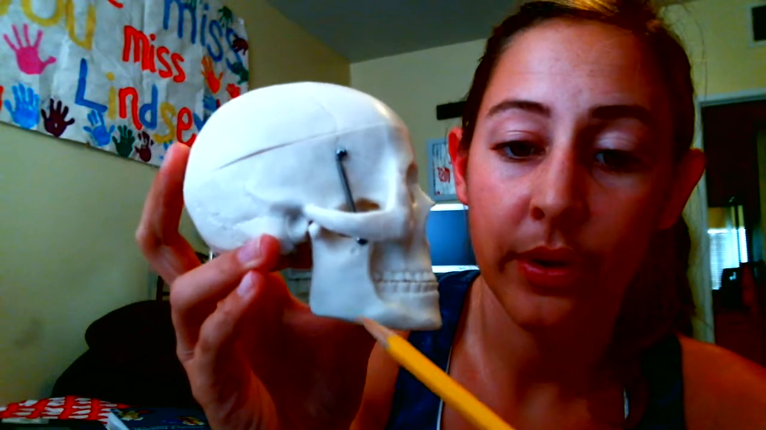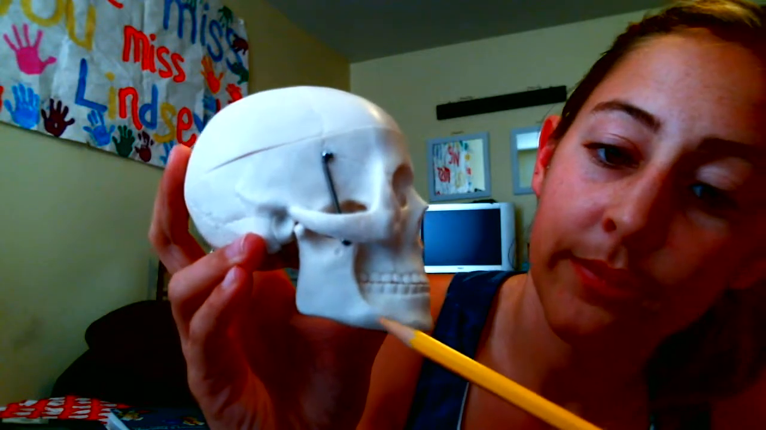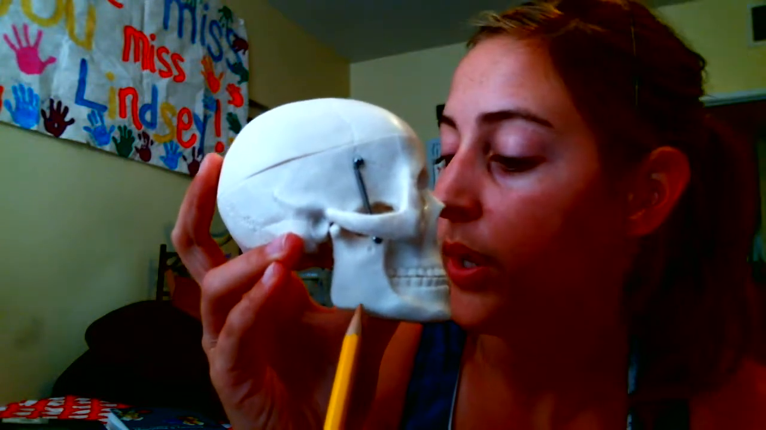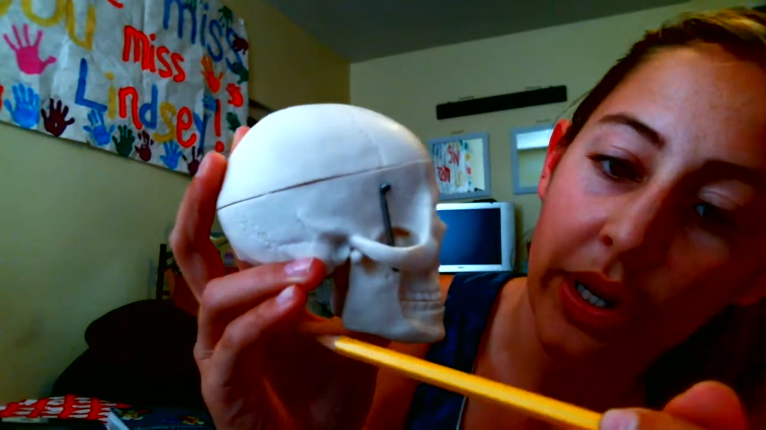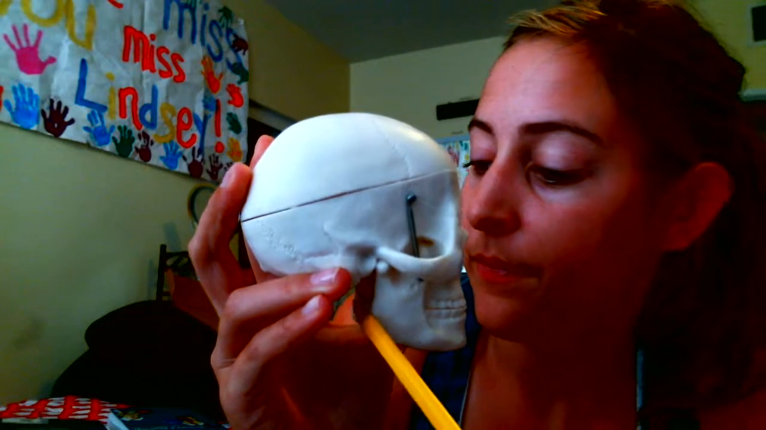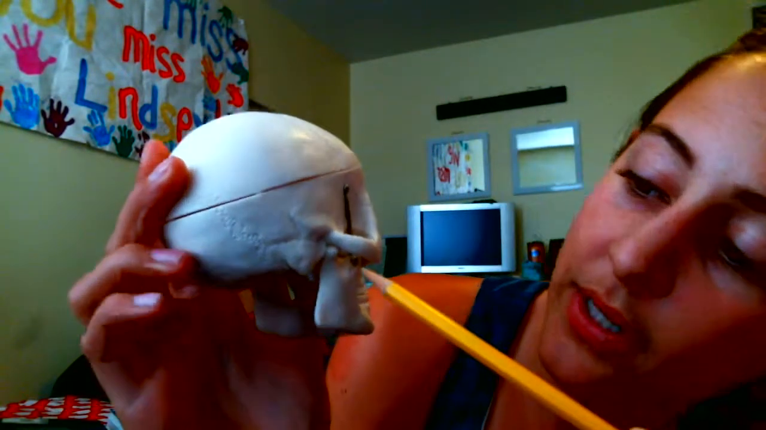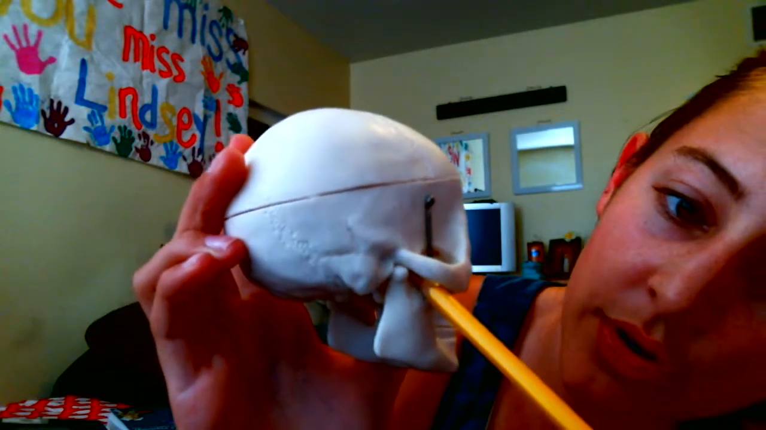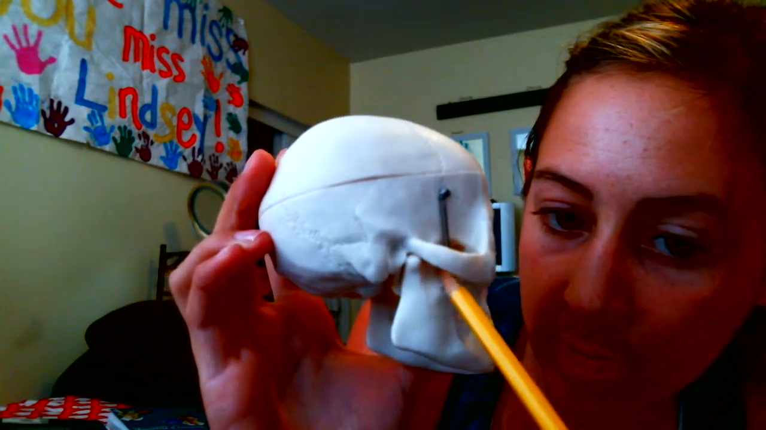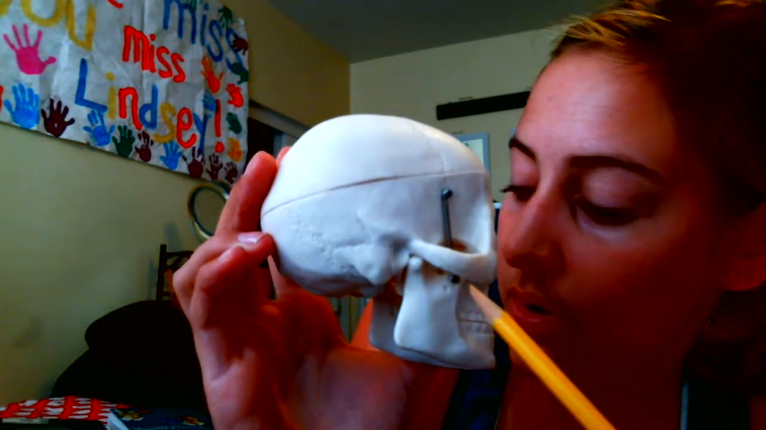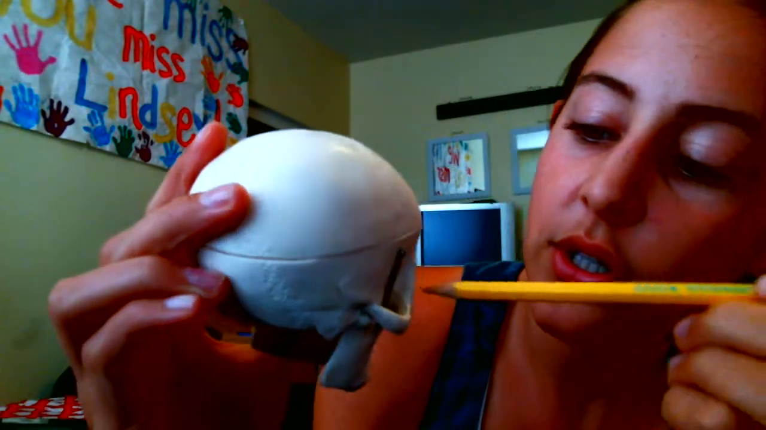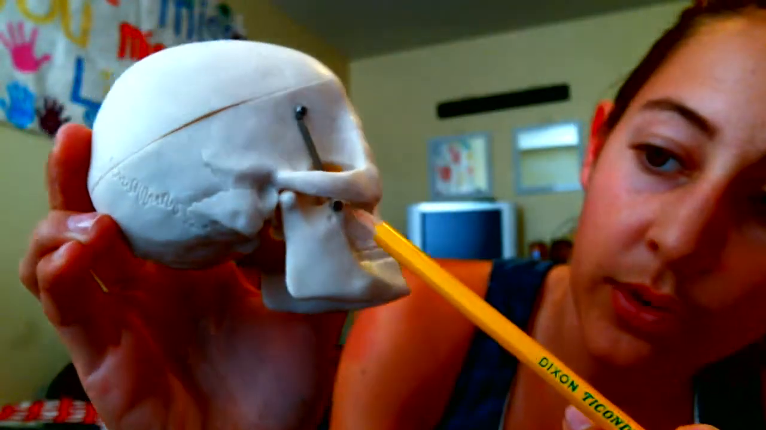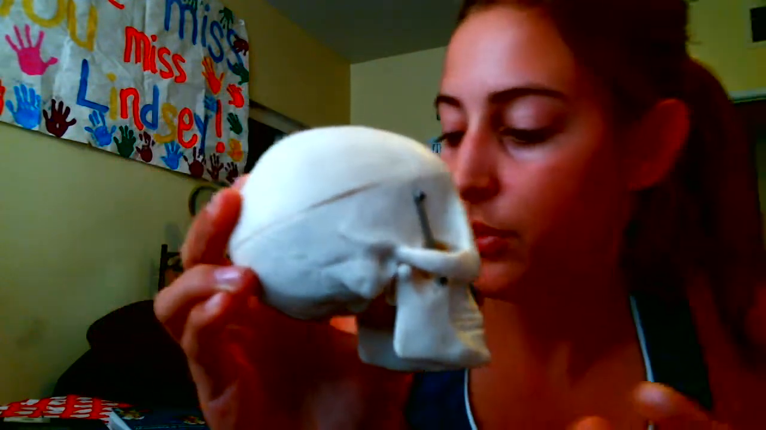Looking at the mandible, here's our body. We have our mandibular angle right here, and our ramus, which is right here. We have our mandibular condyle, which is up there. We have our mandibular notch, which is right under there, that little divot. And our coronoid process, right there. Or even looking underneath, right there, coronoid process.